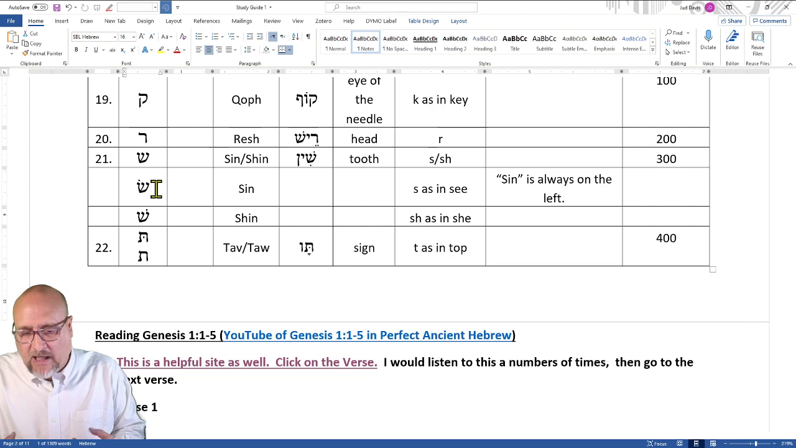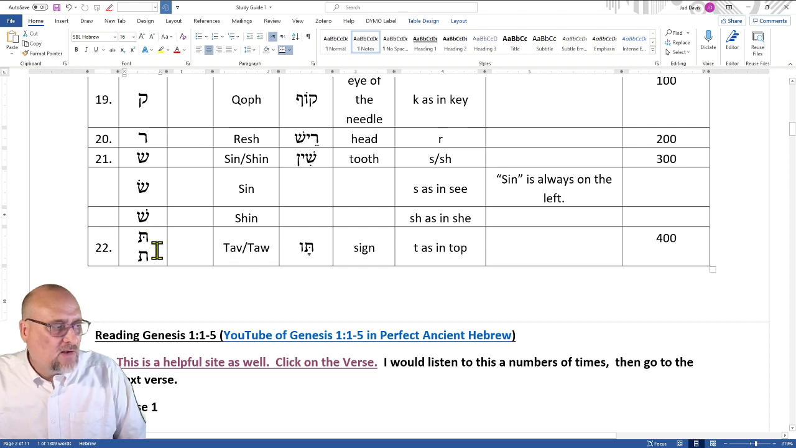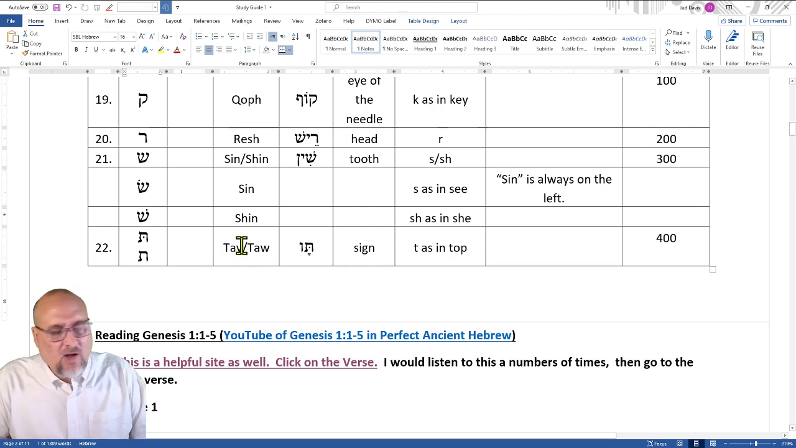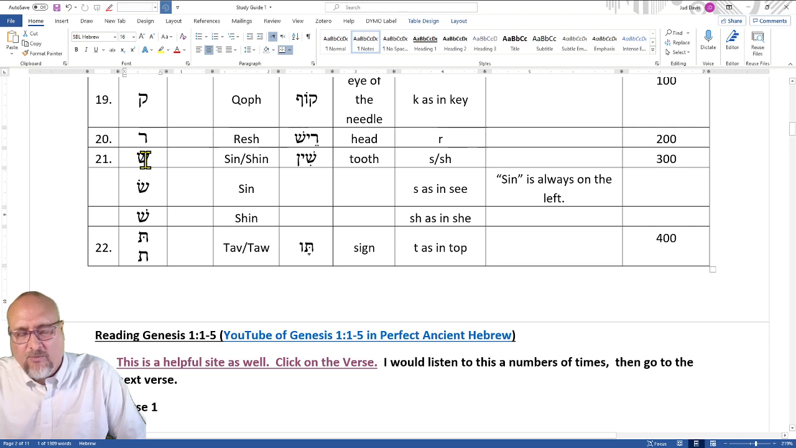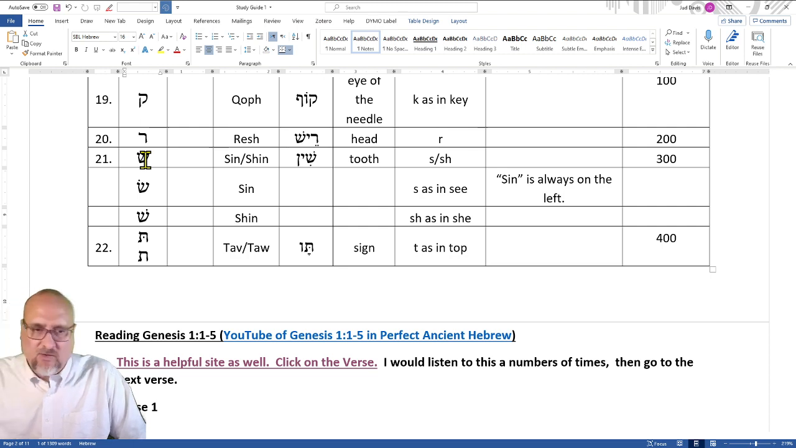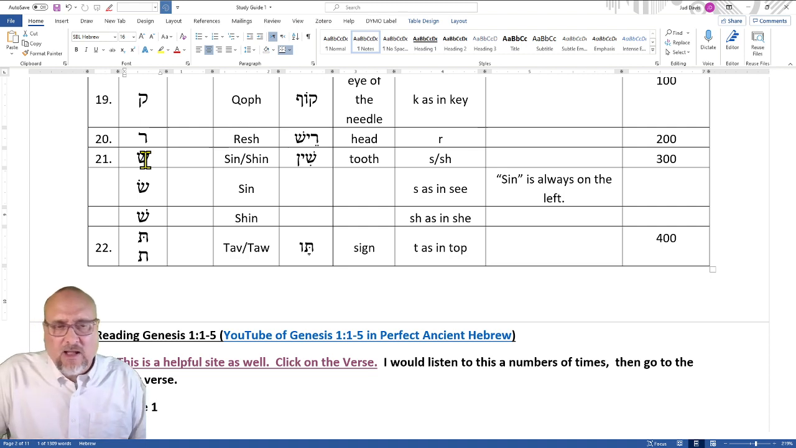At least I do, and my teachers. There's no way to voice that difference. And then the last letter is Tav. So Aleph, Beit, Gimel, Dalet, Hey, Vav, Zayin, Het, Tet, Yod, Kaf, Lamed, Mem, Nun, Samekh, Ayin, Pei, Tsadi, Kof, Resh, Sin, Shin, but really it's just one letter, Tav. So that gives you the 22 letters in the Hebrew alphabet.